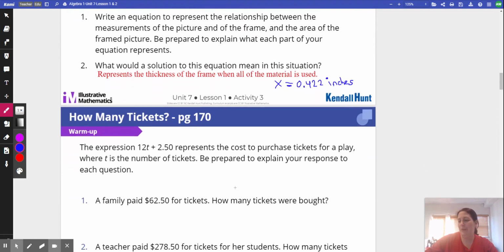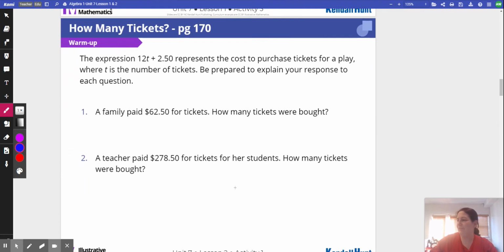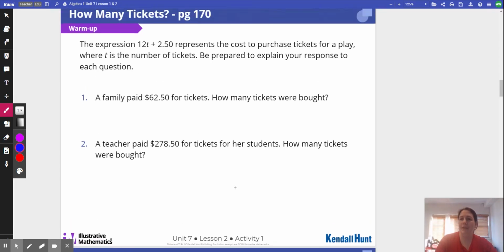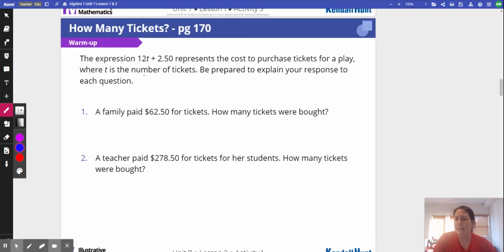All right, go ahead and turn to page 170. Page 170. How many tickets? This is using a linear equation. The expression is 12t plus 250. It represents the cost to purchase tickets for a play. T is the number of tickets. So there's this extra fee you have to pay. Usually when you buy tickets, you have to pay a fee for them to print the tickets. Be prepared to explain your response to each question.